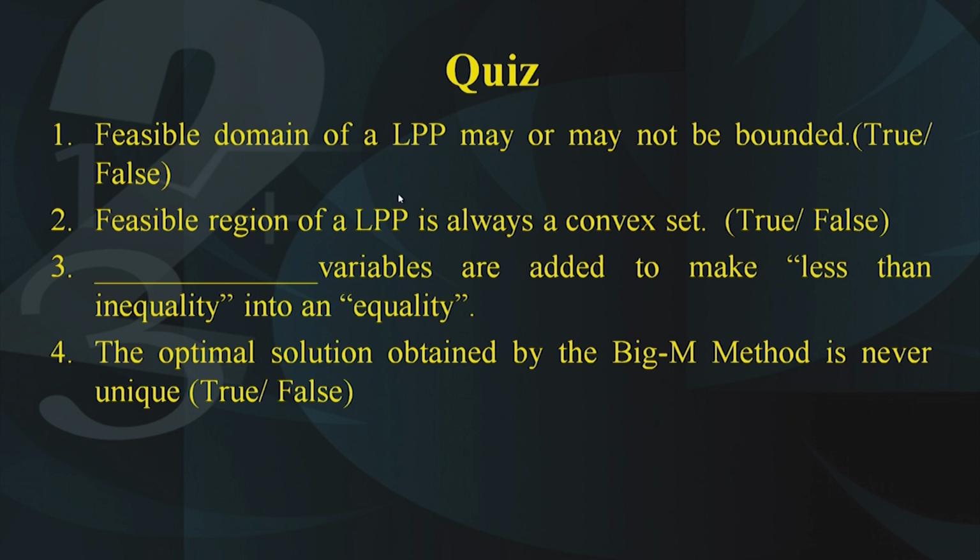The fourth question, the optimal solution obtained by the big M method is never unique. The answer is either true or false.